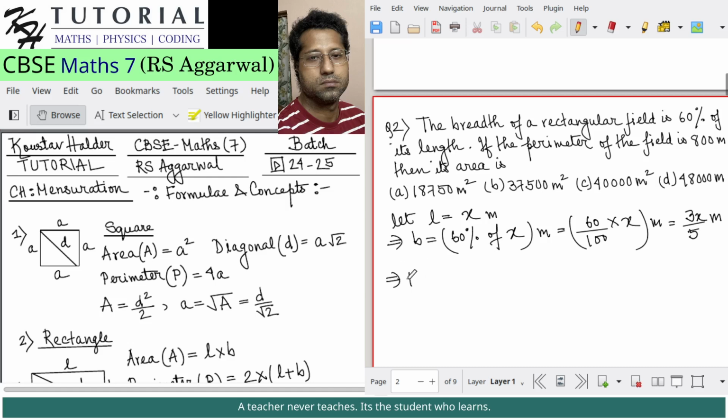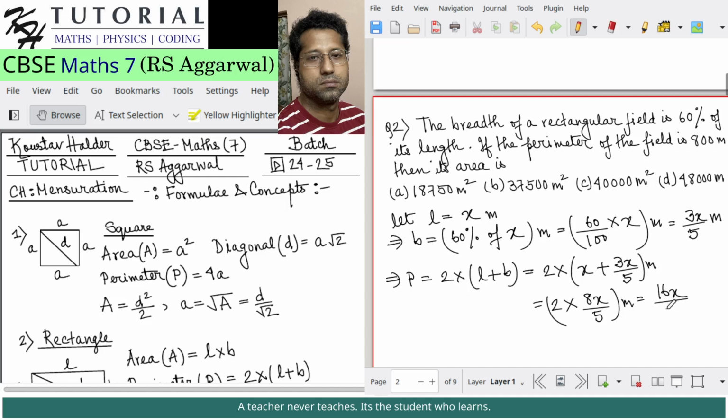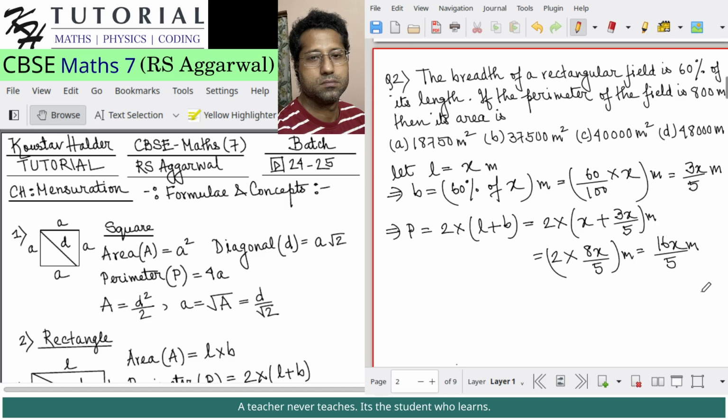So this implies perimeter will be 2 into length plus breadth, which is 2 multiplied by length is x and breadth is 3x by 5, this much meter. This is equal to 2 multiplied by x plus 3x by 5. X plus 3x by 5 after simplifying becomes 8x by 5, this much meter, which is equal to 16x by 5 meter. Now the perimeter of the field is given to be 800 meter.